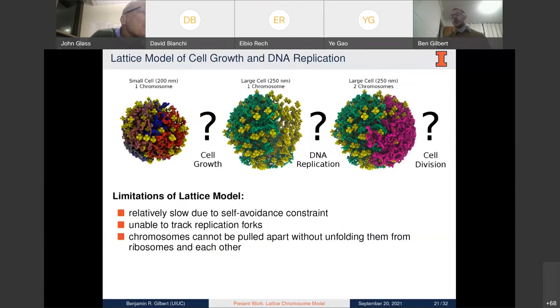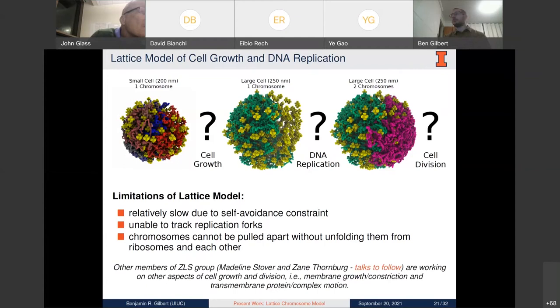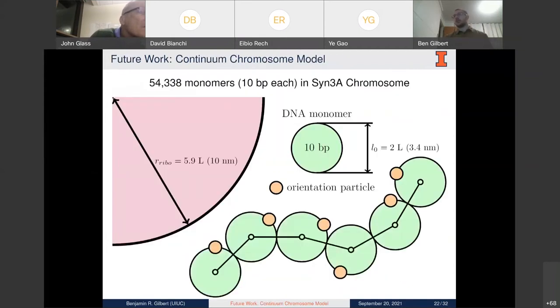And so going forward, we're investigating a continuum model that can account for all of these processes that happen in between, which are ultimately of interest to us. Other members of my lab are also working on some aspects of this, Madeline Stover and Zane Thornburg, and their talks will be shortly. In future work, we're looking at this continuum model where the DNA is now a continuum polymer model, where each monomer has 10 base pairs, and we track the orientation of the DNA using these orientation particles, and a ribosome is shown here on the left.